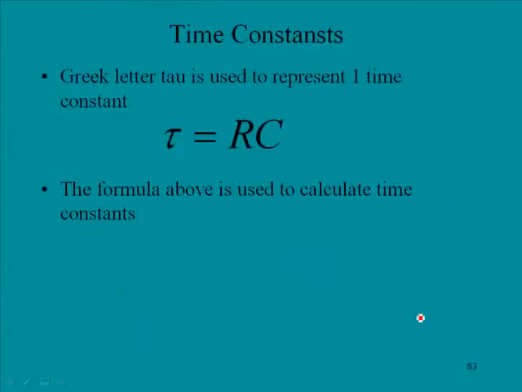Okay, time constants. The Greek letter tau is used to represent one time constant. And here we have tau equals R times C. The formula above is used to calculate time constants, and this is in relation to how long it takes for the capacitor to charge, which we had looked at in the previous screen.